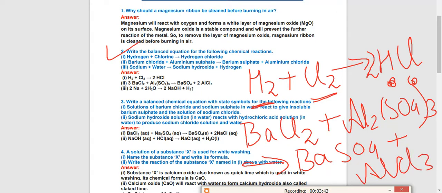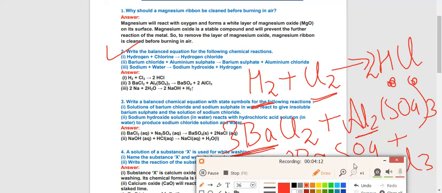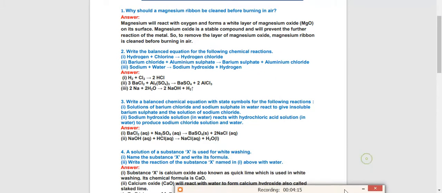Now we have to balance this equation, right? To balance this equation, you can see there are 2 atoms of aluminium on one side, so we have to put 2 on this side also. Now we have to balance the chlorine atoms also. For balancing chlorine atoms we have to put 3 over there. 3 twos are 6 chlorine atoms and this side also we have 6 chlorine atoms. Now you can see that there are 3 atoms of barium, so we have to put 3 over there also. Now this reaction is a balanced reaction.